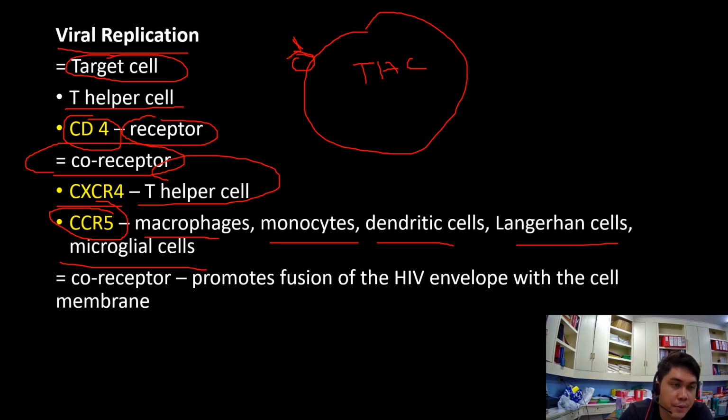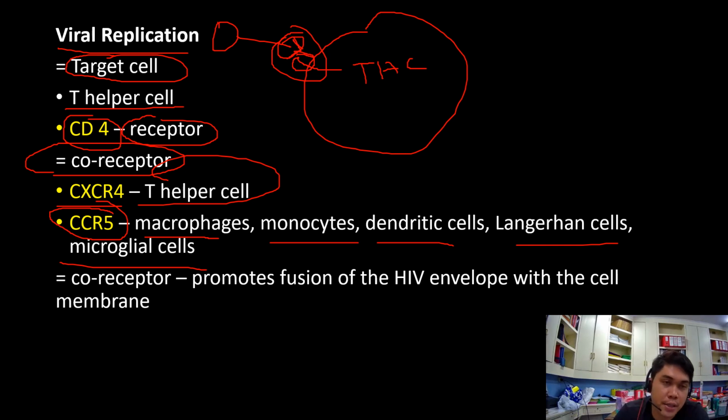So the co-receptor is CXCR4. But if this is a macrophage, the receptor is the same, CD4, and the co-receptor is CCR5. So the virus will react with the receptor, and the purpose of the co-receptor is to promote fusion. Then after fusion, the virus will now be in the cytoplasm of the host cell.